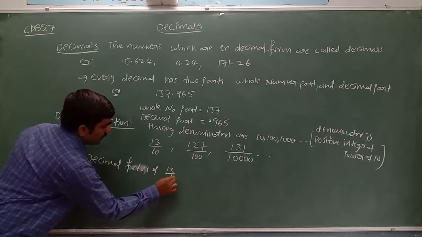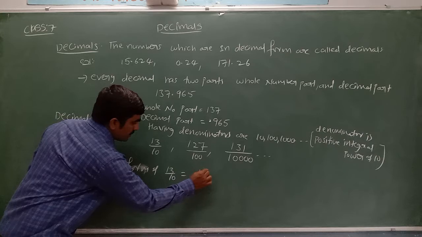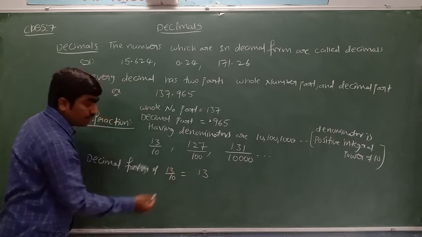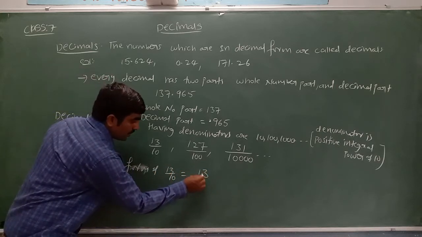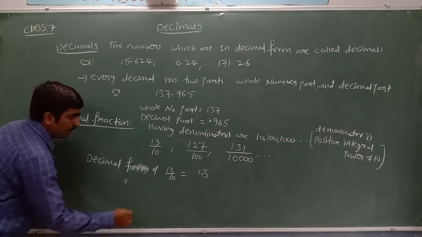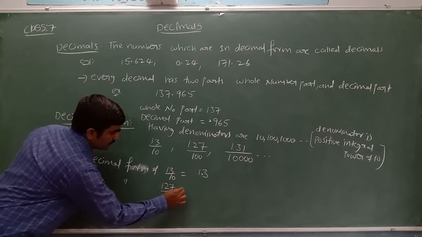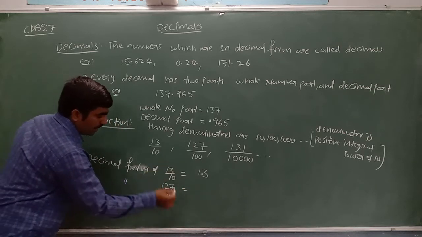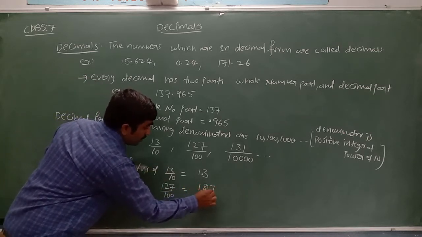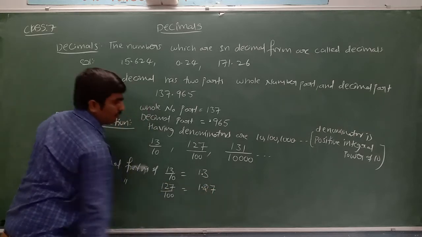How can I write the decimal form of 13 by 10? Write the numerator as it is. In the denominator I see 10, so keep the point one digit from the end. Similarly, what is the decimal form of 127 by 100? Write the numerator as it is. In the denominator I see 2 zeros, so keep the decimal point 2 digits from the end.